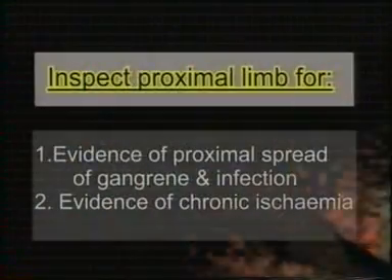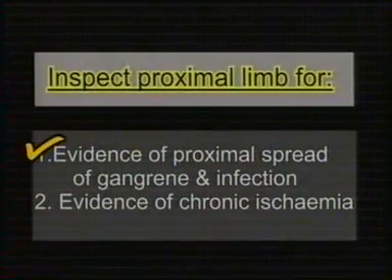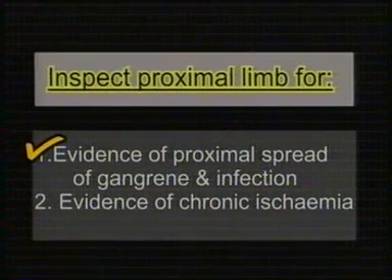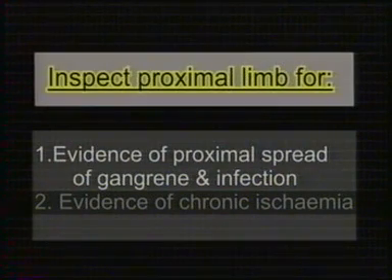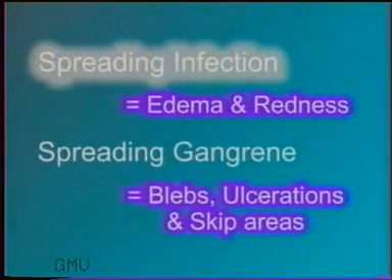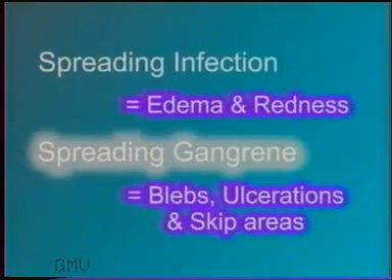Now inspect the proximal limb for evidence of proximal spread of gangrene and infection, and for evidence of chronic ischemia. First, we look for proximal spread of the gangrene. Presence of redness and edema in the proximal skin suggests active infection as in a wet gangrene. The skin may show blebs, ulceration and black colored skip areas suggesting proximal spread of the gangrene.